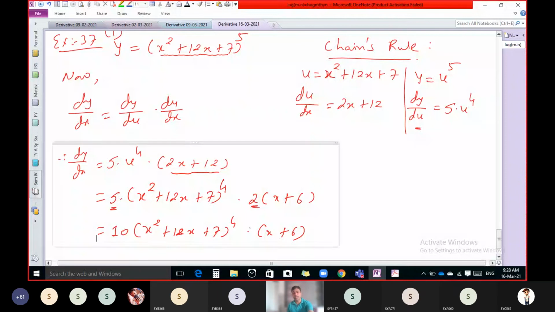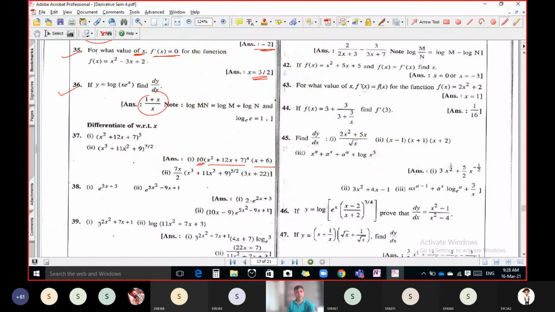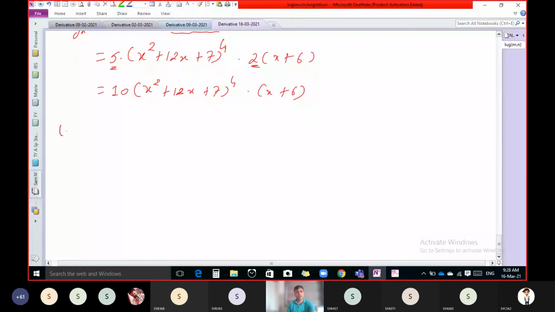Now let us do some practice for this so we get better command on this. Second one: y equal to (x cube plus 11x square plus 9) raised to 7 by 2. So now first of all consider this as u.